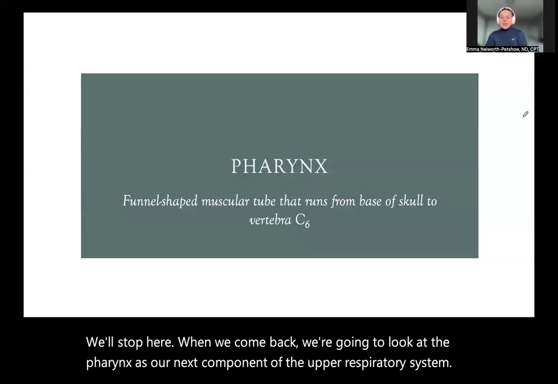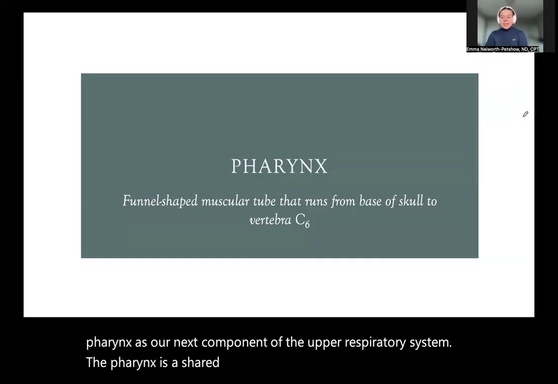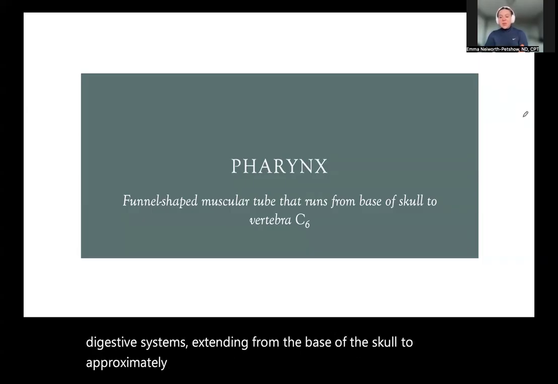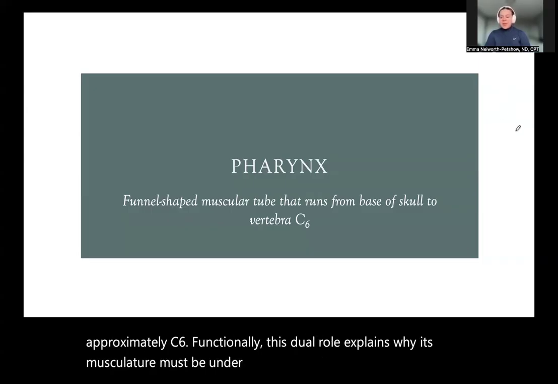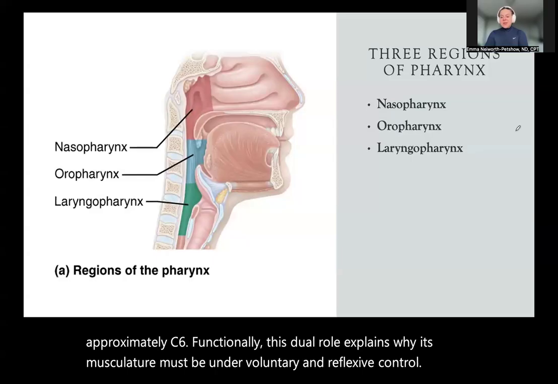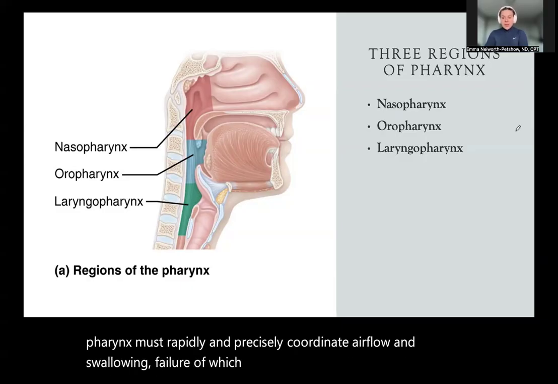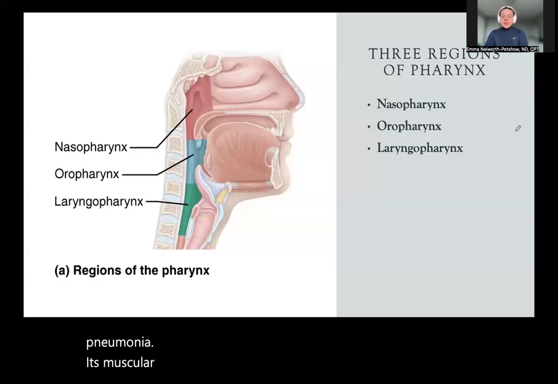The pharynx is a shared conduit for both the respiratory and digestive systems, extending from the base of the skull to approximately C6. Functionally, this dual role explains why its musculature must be under voluntary and reflexive control. The pharynx must rapidly and precisely coordinate airflow and swallowing, failure of which could lead to aspiration or aspiration pneumonia. Its muscular walls also contribute to speech resonance and airway patency.